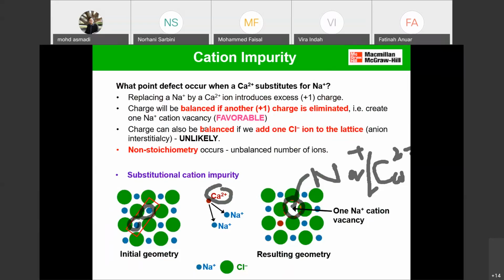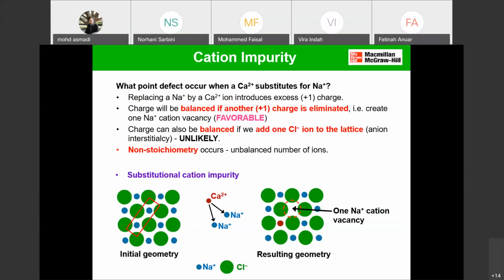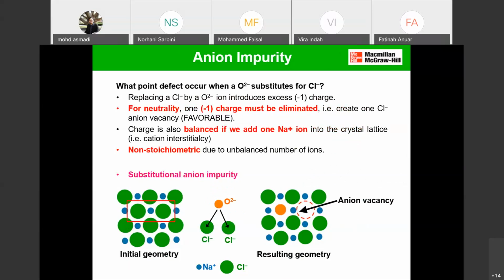The charge can also be balanced if we add one Cl ion to the lattice. So we can either remove or add. In terms of anion impurities, similarly, if we replace this Cl minus with O2 minus, there is an anion vacancy, because we want to maintain the electron neutrality. So this is a type of stoichiometric defect, or anion and cation impurity.